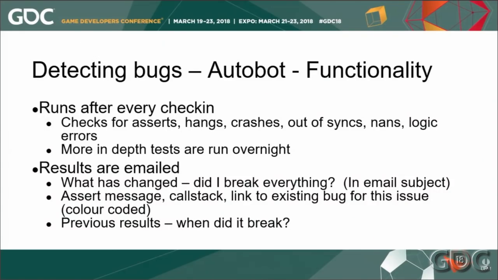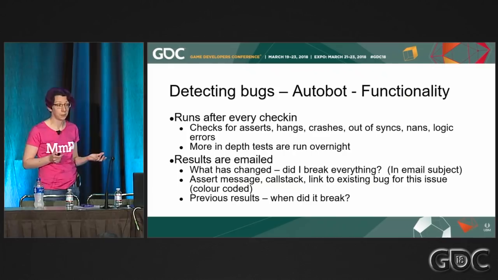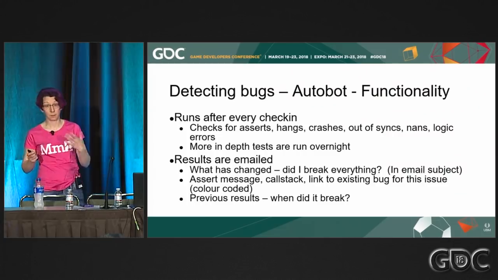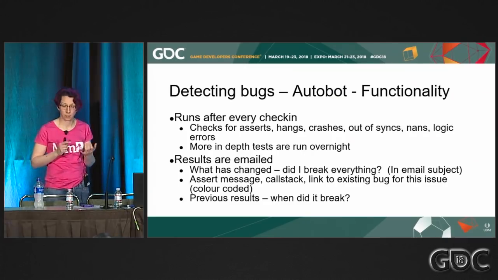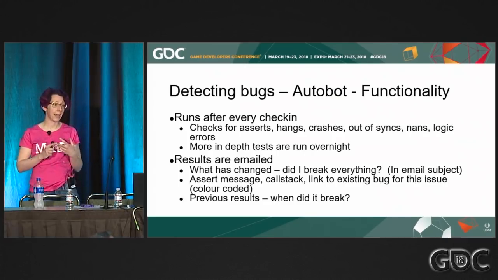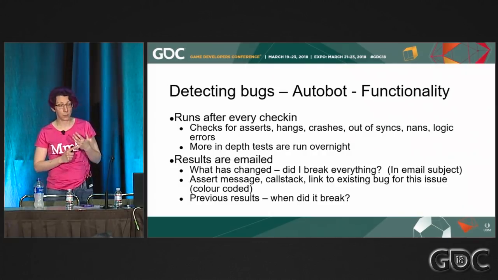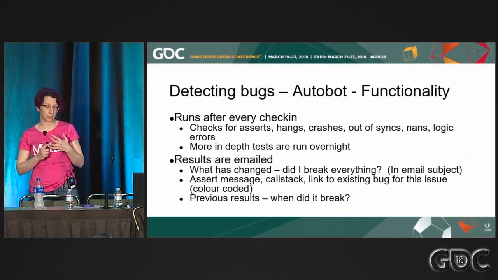So, starting off with Autobot, which is our automated testing system. It runs after every check-in. So you check your code in, Jenkins notices that there's new code, does a build, Autobot notices that there's a new build, and runs a suite of tests on that build. And it checks for asserts, crashes, hangs, out of syncs, not a numbers, and some logic errors.